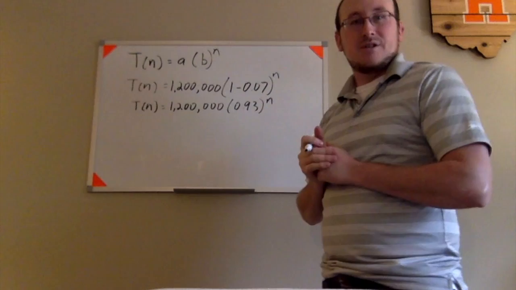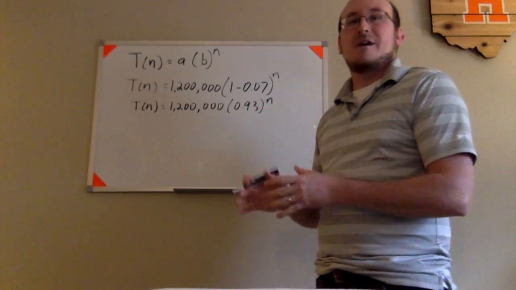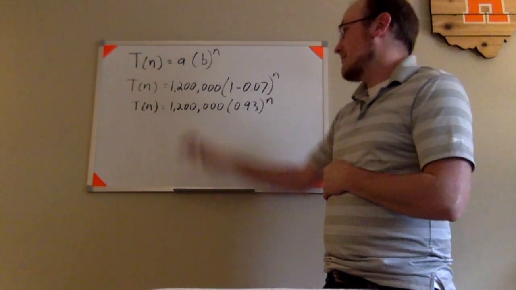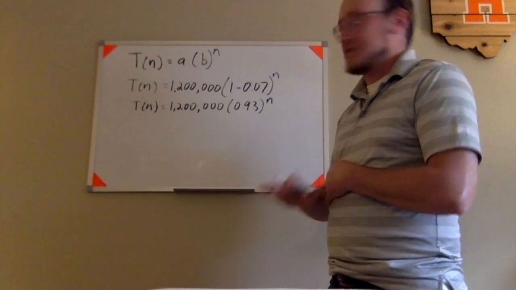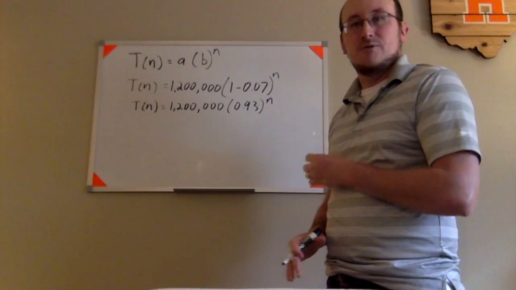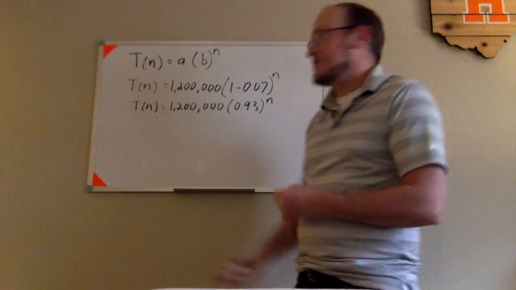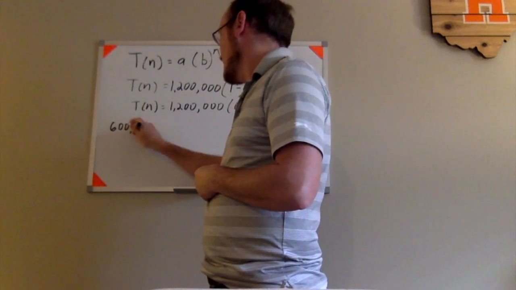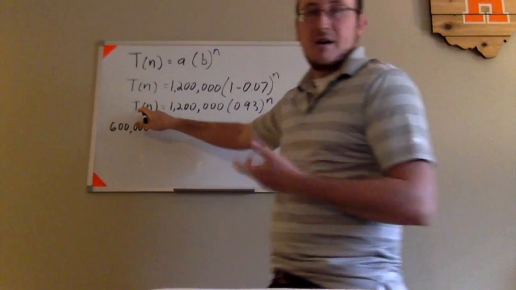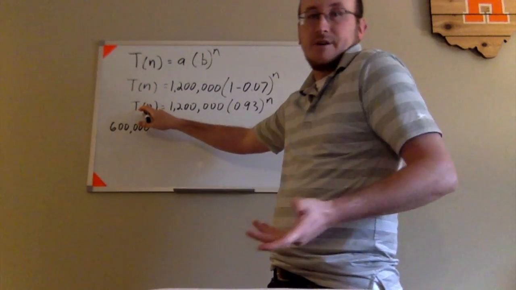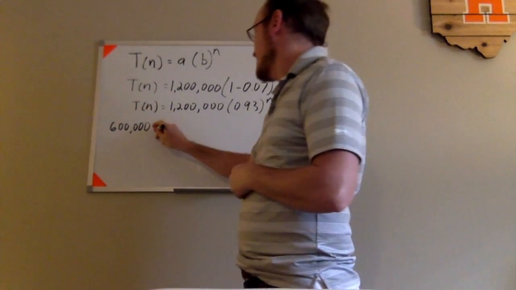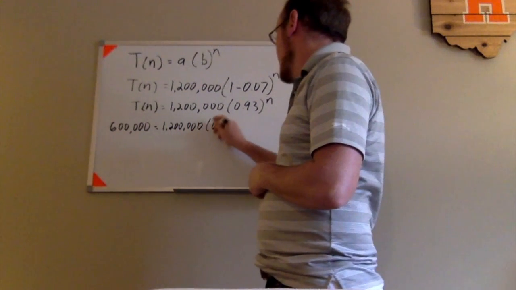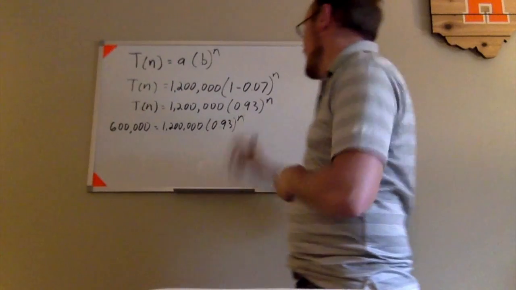Now, to actually solve this, we want to know how many years it takes for the number of trees to be cut in half. I commented on this in the earlier portion of the video, but half of 1,200,000 is 600,000. So what I'm going to do is plug in 600,000 for the number of trees remaining after n years, and then solve for n to figure out how many years that was. So 600,000 equals 1,200,000 times 0.93 to the n.